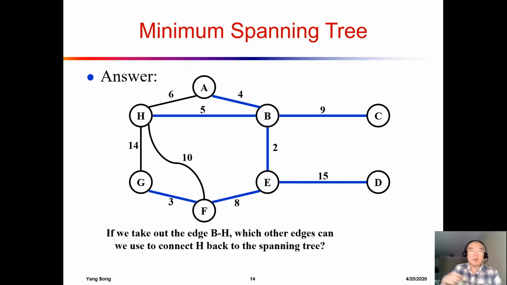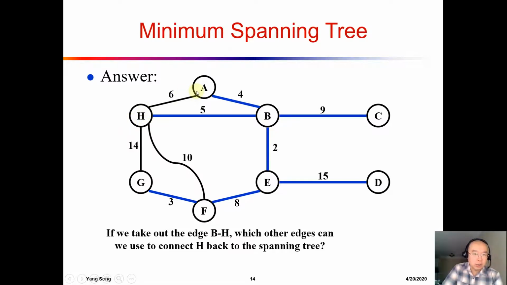Okay, we can take this one as an example. So from H to B. If we delete this line, if we don't want to use this line, the problem is that the node H is detached from the remaining MST, right? And then how do we bring H back? If we don't want to use this edge with the cost of 5, to connect H back to the MST, we can use this one.